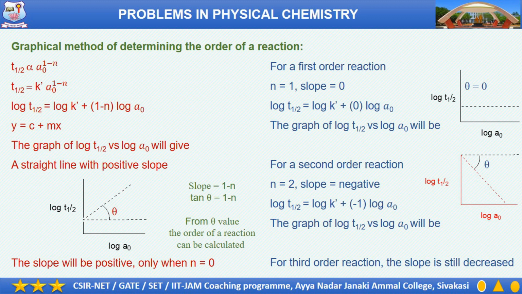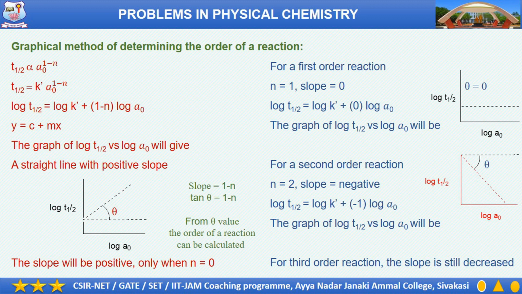What is the equation we derived? T half is directly proportional to A naught power 1 minus n. From this general equation, we are going to derive this equation. The derivation is not necessary, but if you know the derivation, then only you will understand the graphical representation.